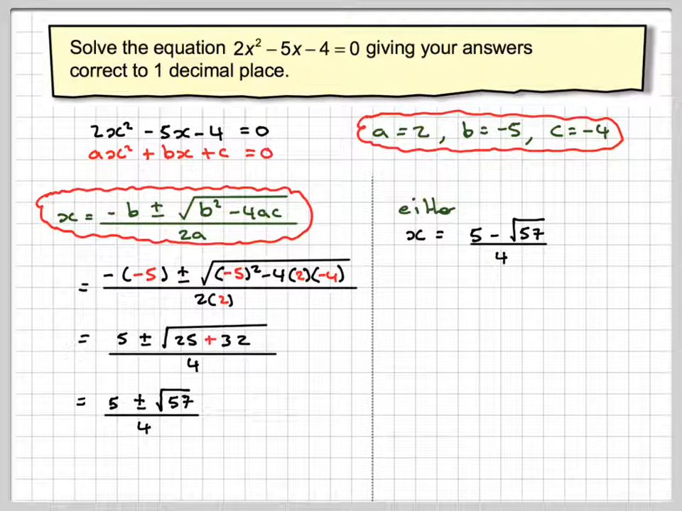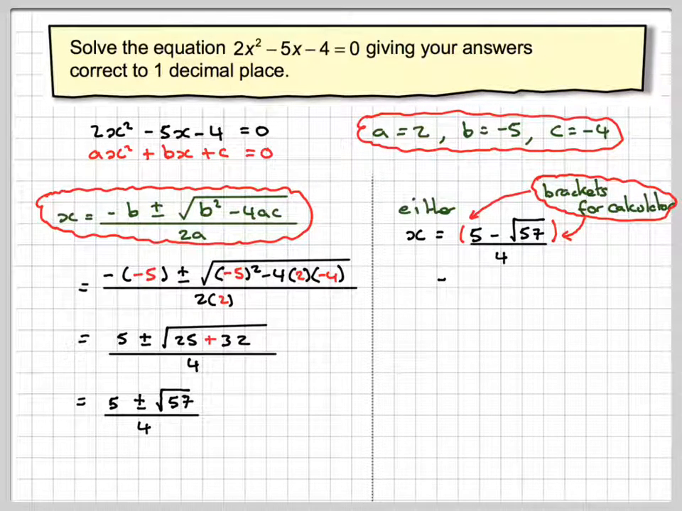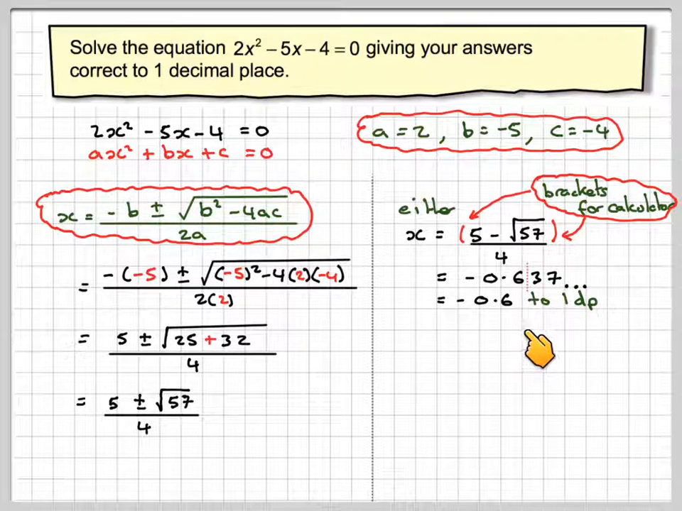Now the next most common problem is not to put brackets in using your calculator. You need to put brackets around this so that all of it gets divided by 4 instead of just the root 57. So brackets for the calculator. That will give you on your calculator minus 0.637, and we're asked to give it to one decimal place, so that 3 has no effect on the 6, so one answer will be minus 0.6 to one decimal place.